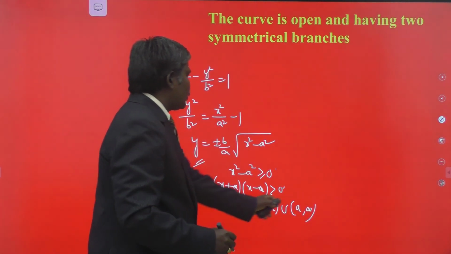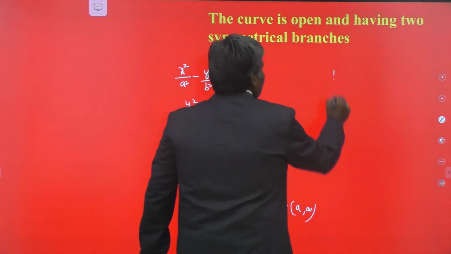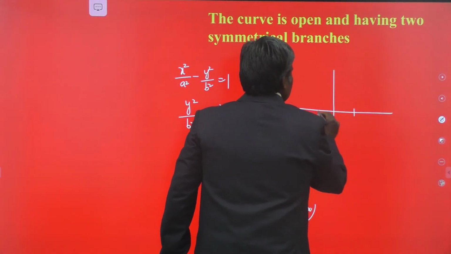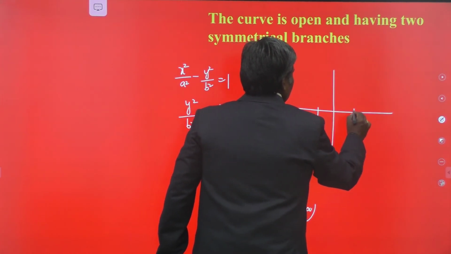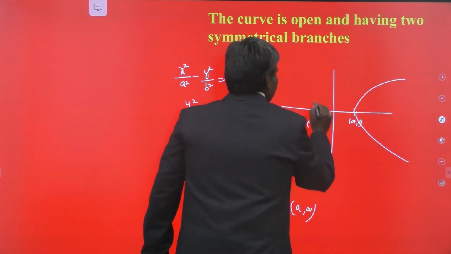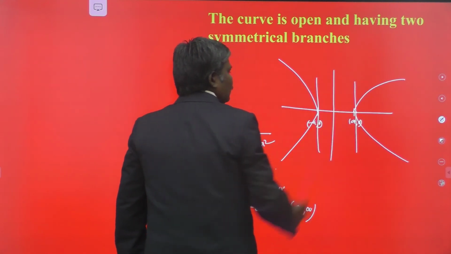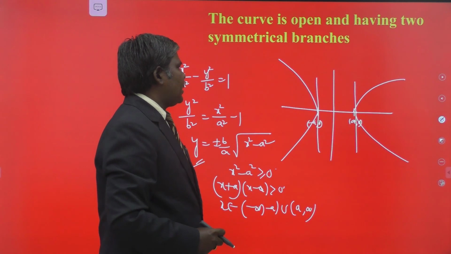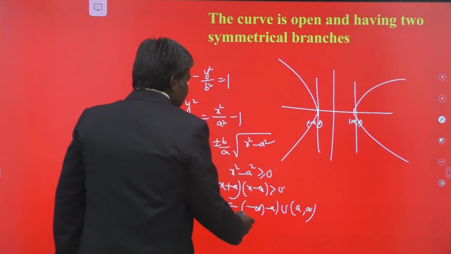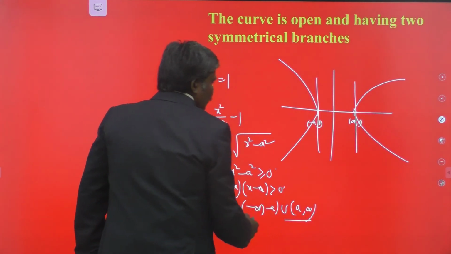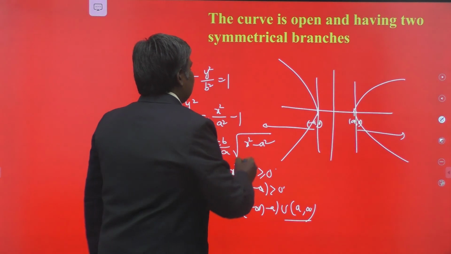That means no part of the curve lies between x = ±a. That is why we have the curve in this manner. This is (a, 0), this is (-a, 0), the curve like that. Therefore, there is no curve between the two lines x = a and x = -a. And again, x takes the values from a to infinity and from -a to minus infinity.